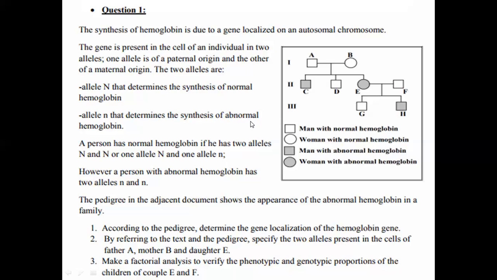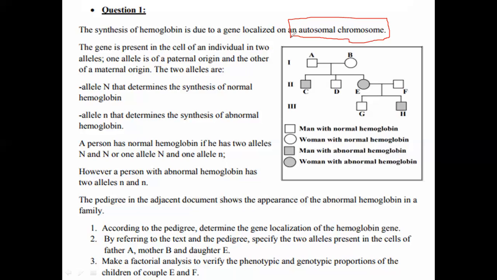Here we determine the localization of the gene. We deny it on the X, we deny it on the Y, we deny it on the X and Y, and we reach that it's autosomal. And it should be autosomal. Already they mentioned this in the text. Sometimes I don't mention this in the text. I don't tell you, for example, that it is autosomal, but I tell you in another way.